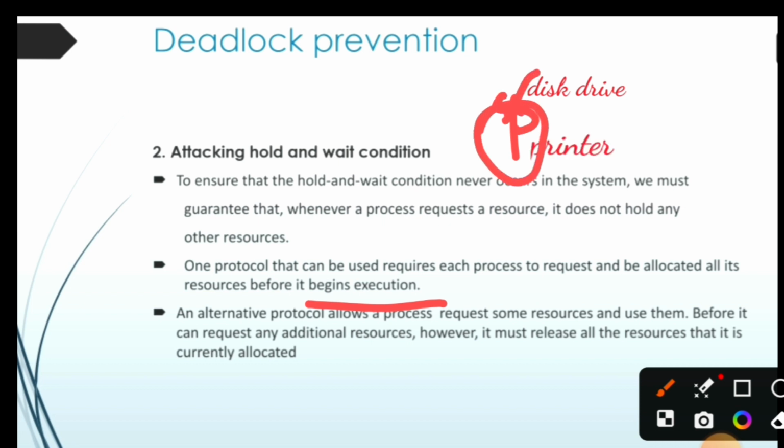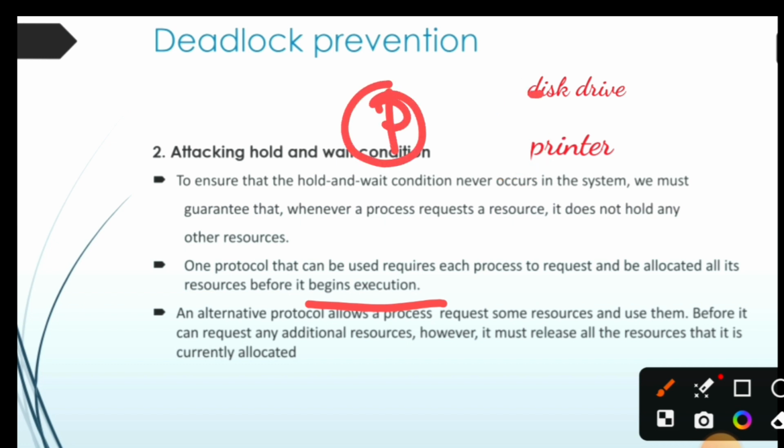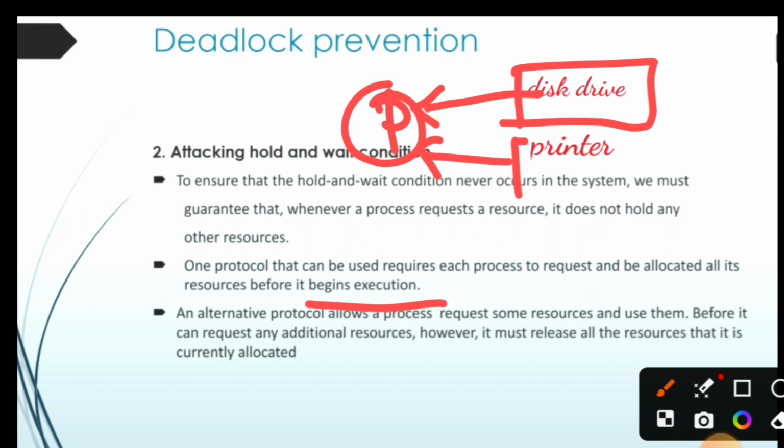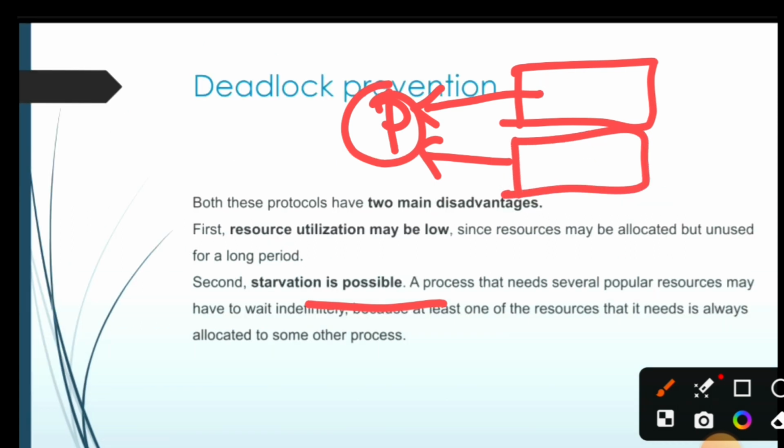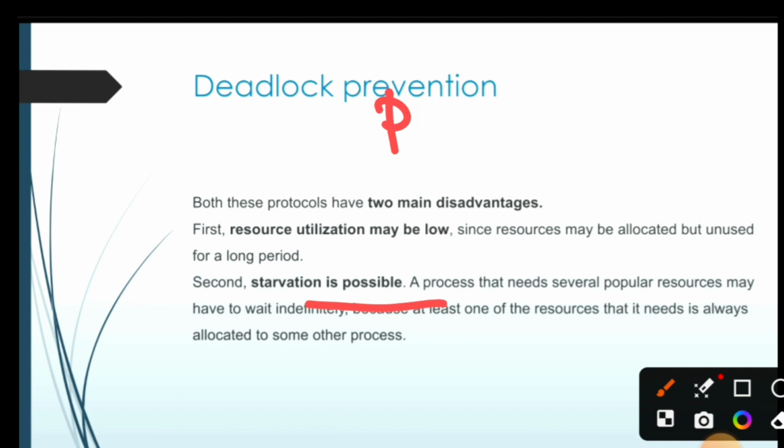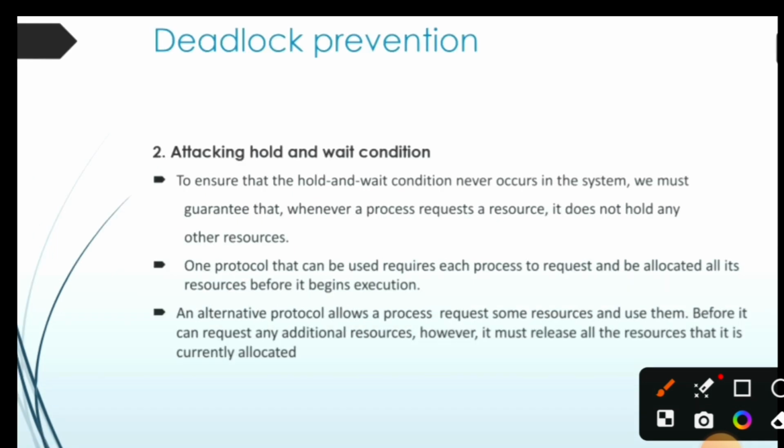First it will keep all the resources with it, then only it starts its execution. Let's say first of all it is using the disk drive. When it is using the disk drive, the printer is remaining idle because it is right now using the disk drive. So we see that resource utilization is low here. And the second disadvantage is starvation.